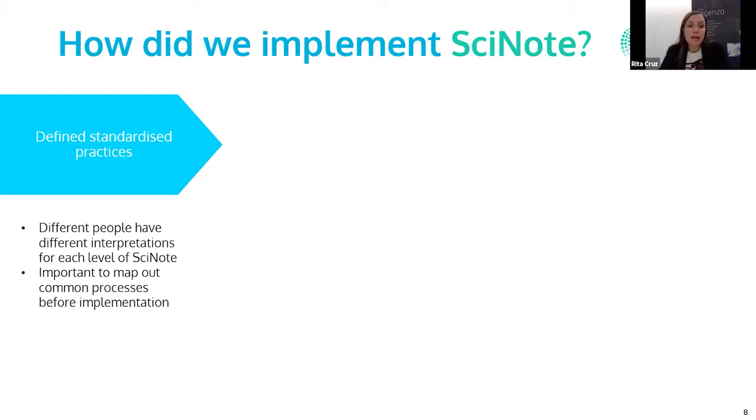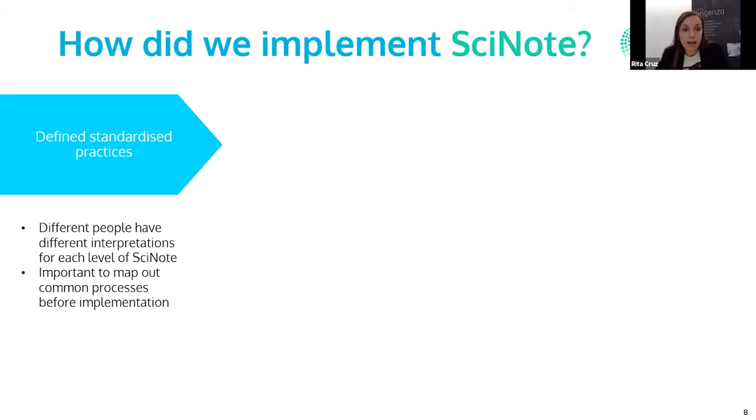So we spent some time defining standardized practices. For the most common processes that we do in the company, whether it is fermentation or engineering a particular bug, we made sure we defined, okay, what is a task, what is an experiment, what's a project? And that would make more sense to you if you've used SciNote.